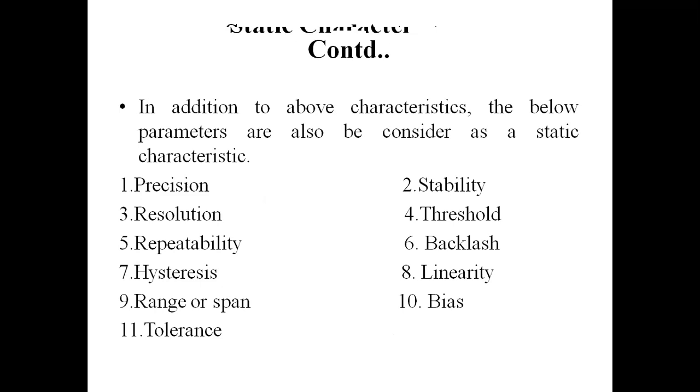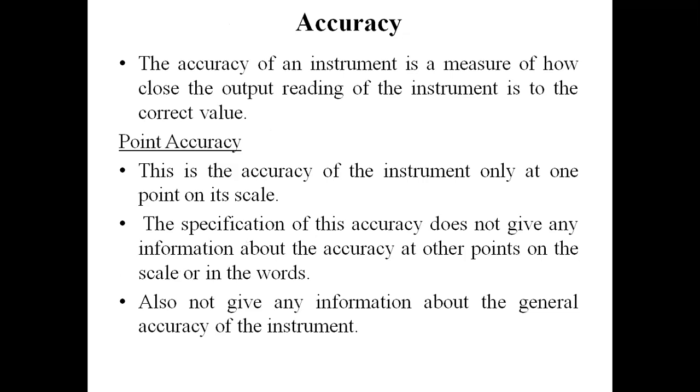So let me see what all the things are. We have precision, the second one is stability, third one is resolution, fourth one is threshold, fifth one is repeatability, sixth one is backlash, seventh one is hysteresis, eighth one is linearity, ninth one is range or span, tenth one is bias, and the last one is tolerance. So these are all the static characteristics of a transducer.